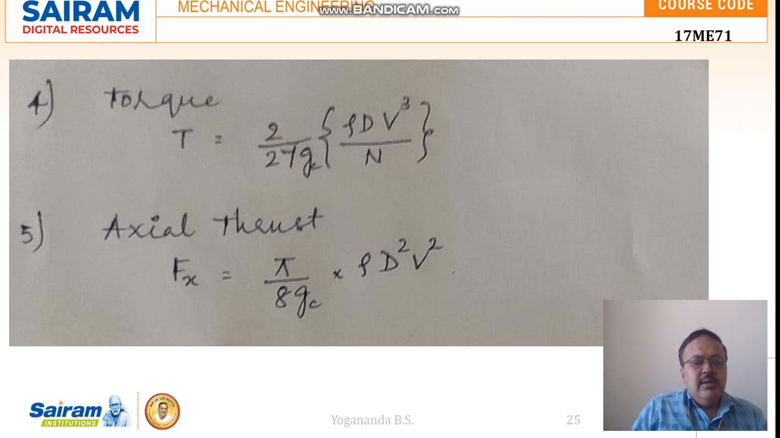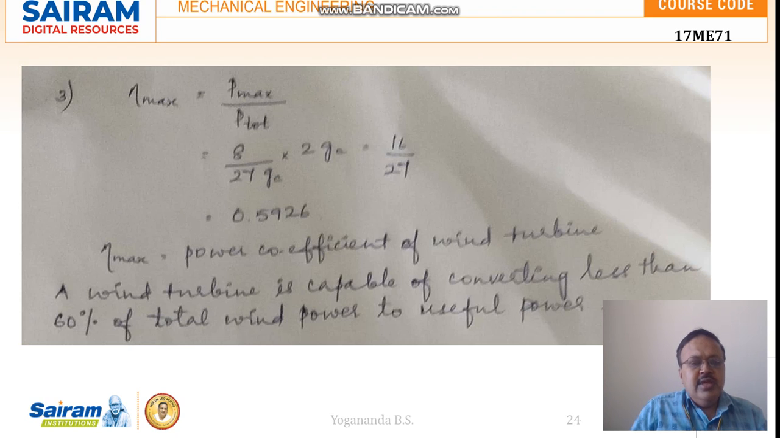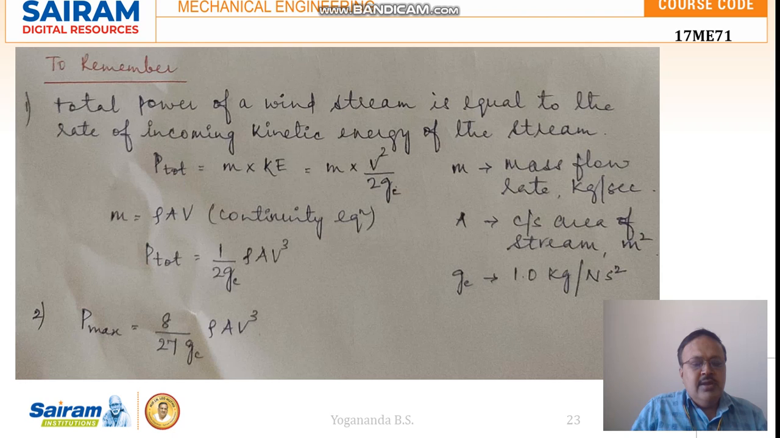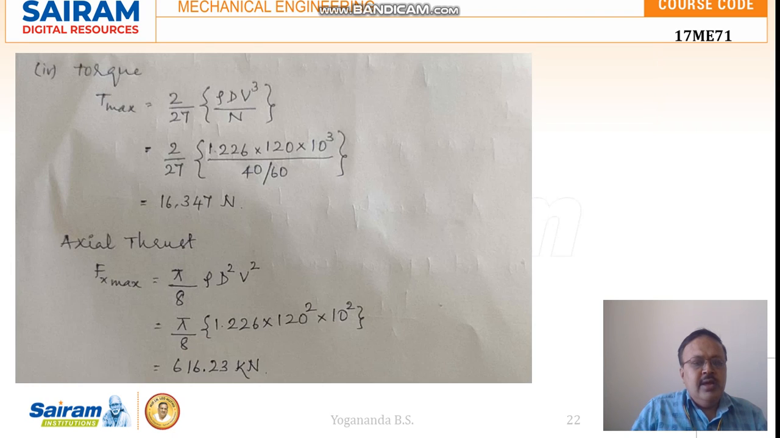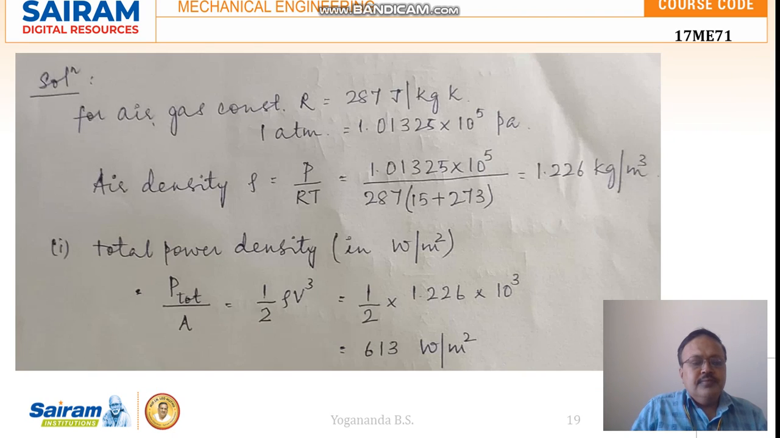Then the torque produced is 2 by 27 of gc into rho d V cube divided by N, and the axial thrust, that is the thrust offered by the blowing wind in the horizontal direction, is pi by 8 gc of rho d square V square. These are the formulas we are using in solving the numerical.